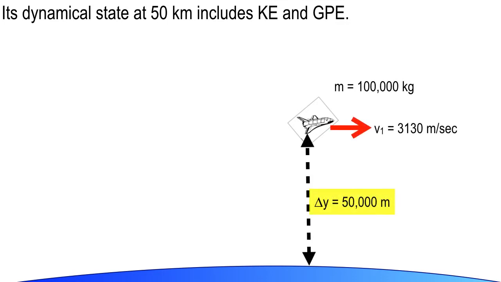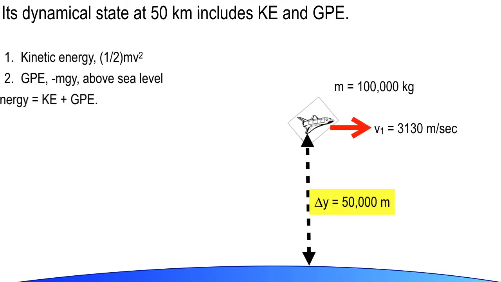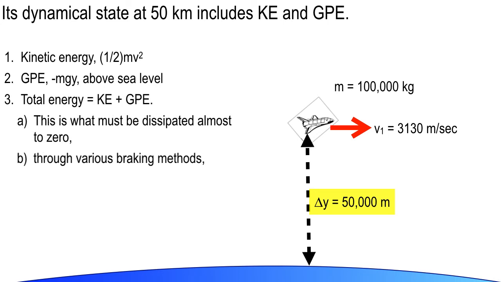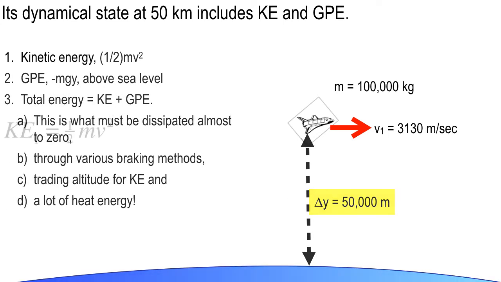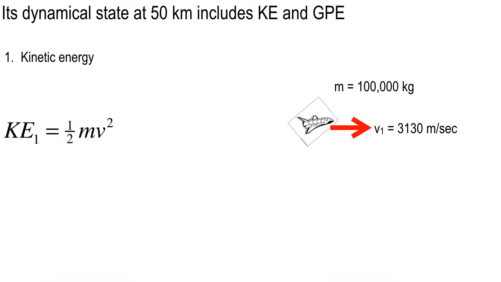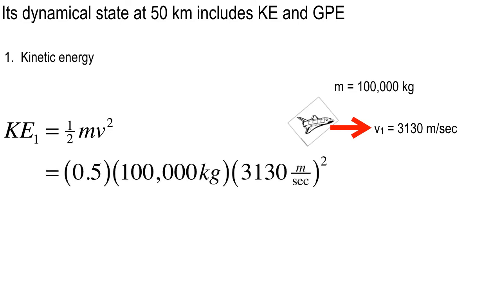All right, let's get the kinetic energy squared away here. Oops, I went backwards. All right, here we go. KE1, position 1, 1/2 mv squared. So we've got m, that's 100,000 kilograms. And we've got v, that's 3130 meters per second. So all we have to do is this. All right, so that's 1/2 mv squared.